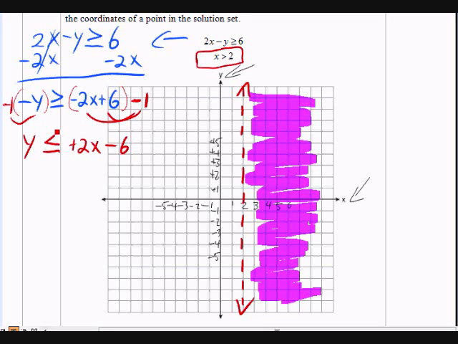And let's graph this. Well, the starting point is going to be negative 6, right? It's going to be right here. Negative 6. Slope is 2. I'm going to go up 2, 1 over. Go up 2, 1 over. Go up 2, 1 over. Right, you keep on doing these. And you want to draw a line. Right, this time the line is a solid line.